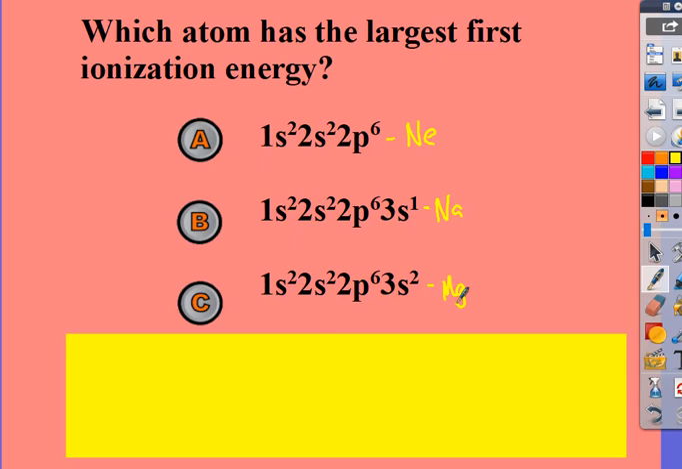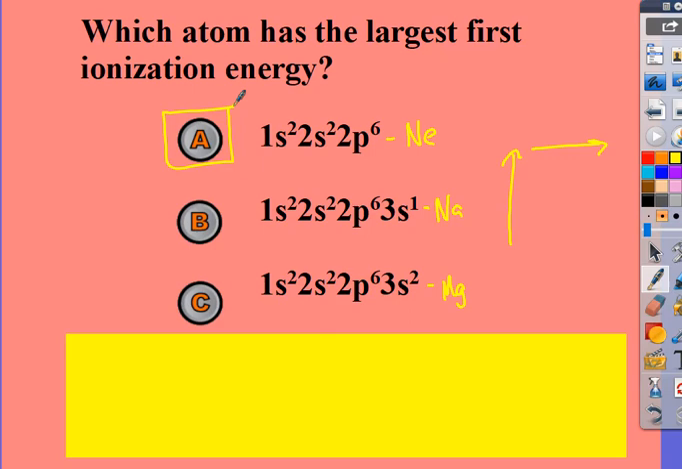Since it's a multiple choice question, I could just say, well, the trend is up and to the right. So of these, neon is furthest up and to the right, so I would expect it to have the largest first ionization energy, which is correct. But if this wasn't a multiple choice question and it was a free response, and it said which one would you expect to have the largest first ionization energy and why, you would have to come up with an explanation, and saying because it's further up and to the right isn't going to cut it as your explanation.